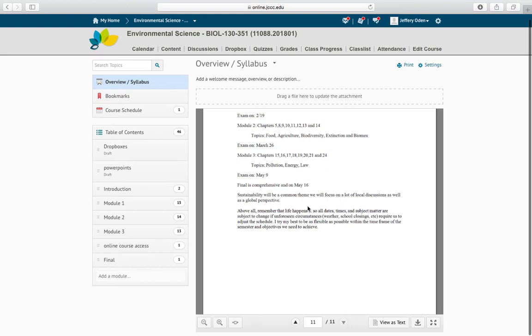Sustainability will be a common theme throughout this, and we will focus on a lot of local discussions as well as a global perspective. Above all, remember that life does happen, so dates and times are all subject to change if unforeseen circumstances come up, weather, school closings, etc. When I talk about school closings, if the college is closed, your online assignments are still due that day, just to be clear about that.